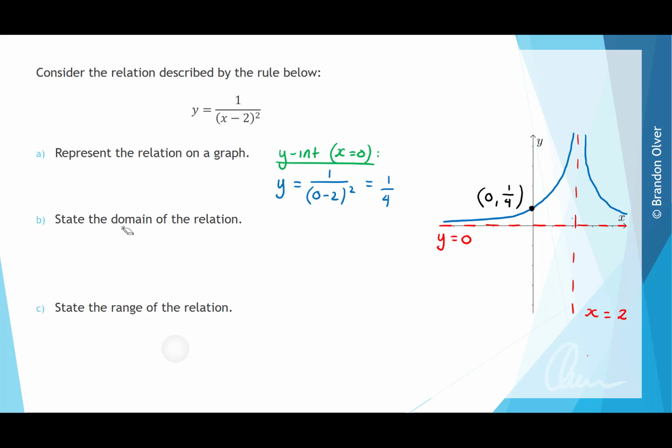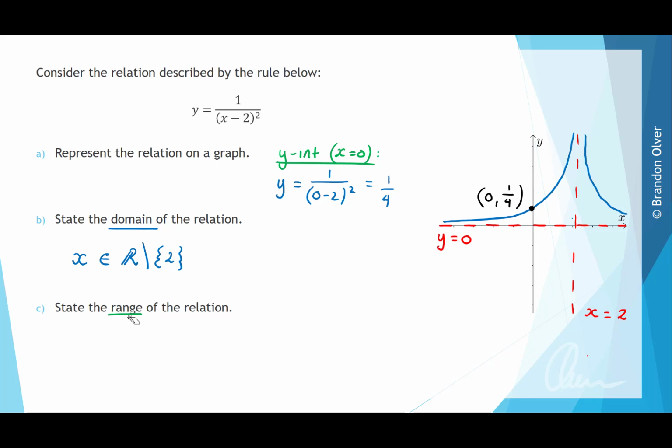For part B, we want to state the domain of this relation, which is all of the x values that have meaning for the rule. And as you can see, there is only one x value that has no meaning, and that's x is equal to 2. So the domain of this graph is x is an element of all real numbers excluding 2, because that's the asymptote, and that's the number that gives 1 divided by 0, which we know is not possible.